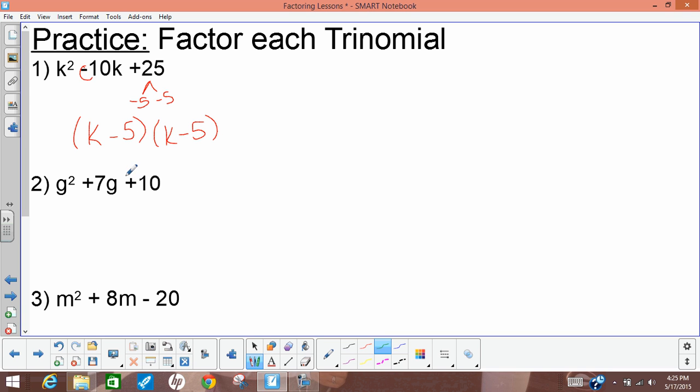Over here, both of my factors need to be positive because they need to multiply to be positive and add to be positive. So those are 2 times 5, and that gives us g plus 2 and g plus 5. Just as a quick note here, if you got g plus 5 times g plus 2, so you had your order backwards, or different than mine, you're still right, because it doesn't matter which order we multiply in.